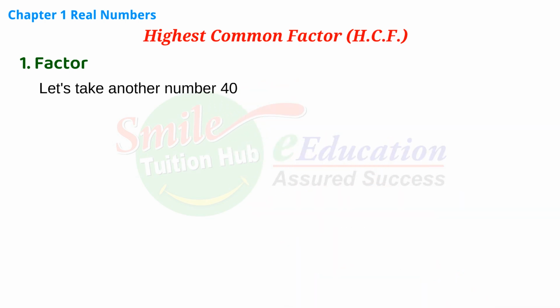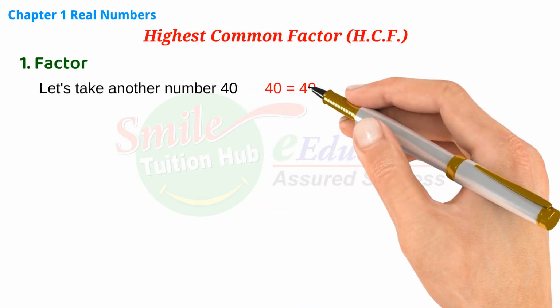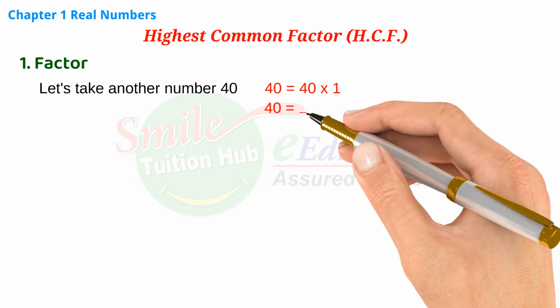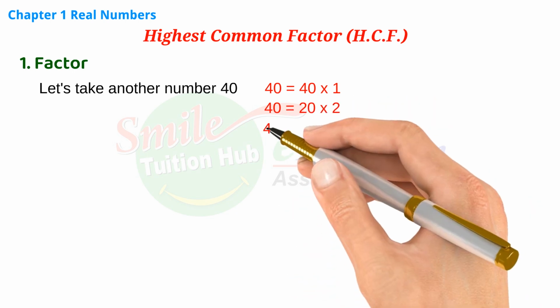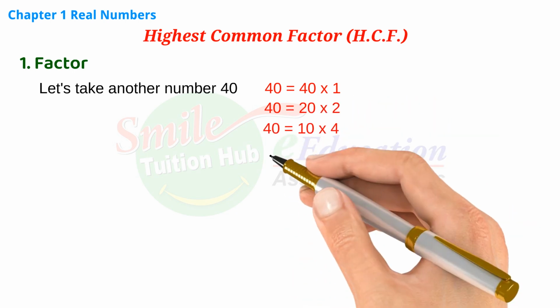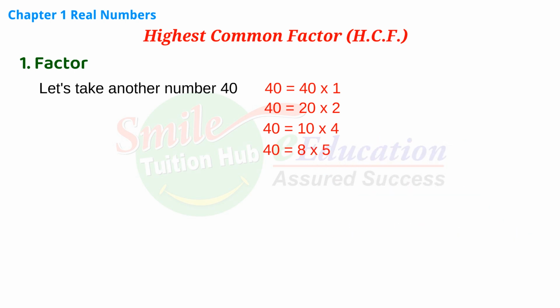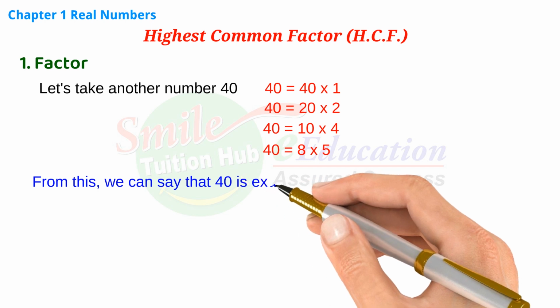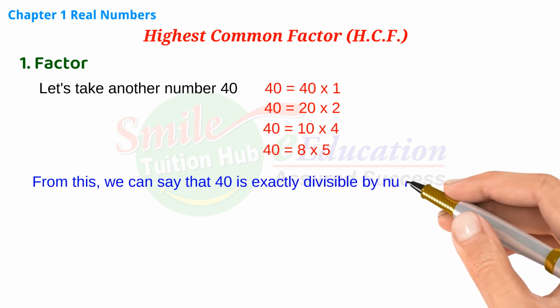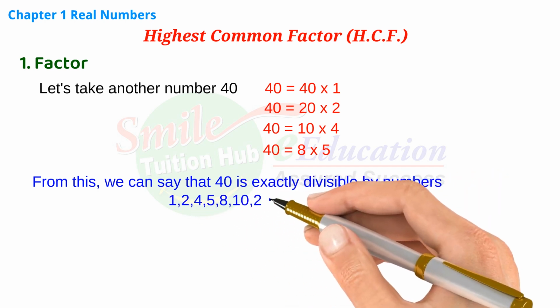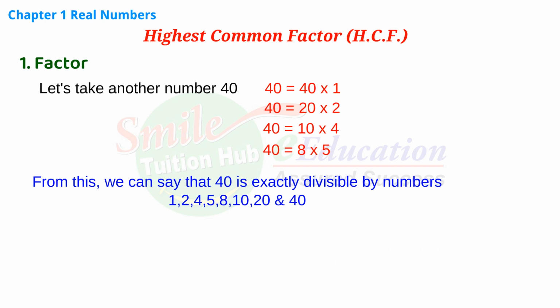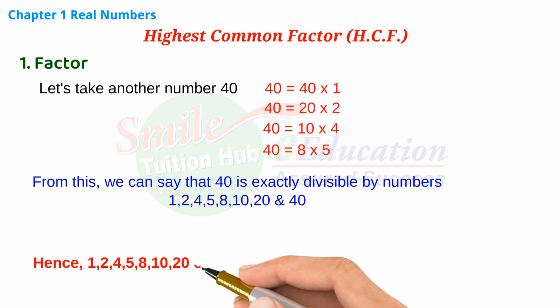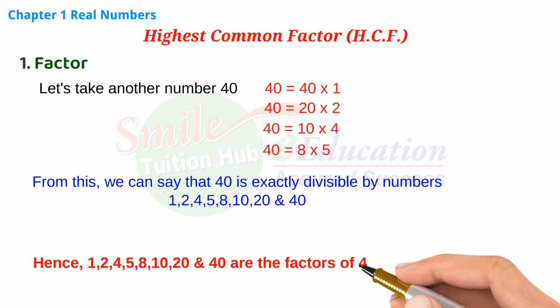Let's take another number, 40. So, 40 equals 40 into 1, 20 into 2, 10 into 4 and 8 into 5. From this, we can say that 40 is exactly divisible by the numbers 1, 2, 4, 5, 8, 10, 20 and 40. Hence, these numbers are the factors of 40.